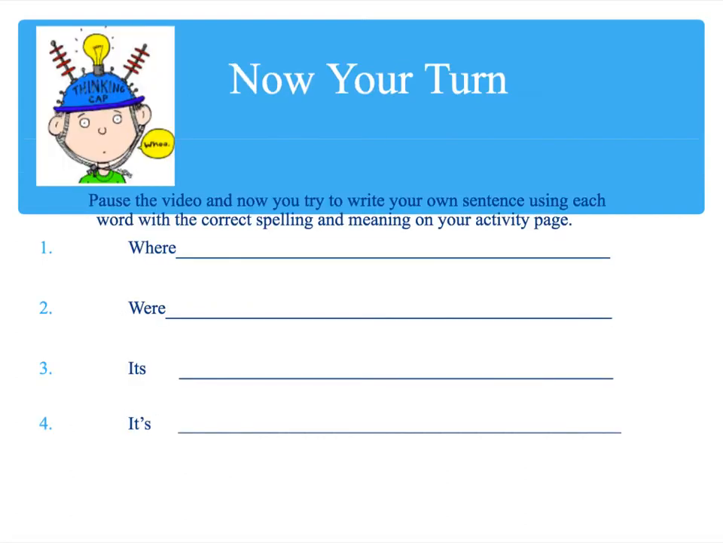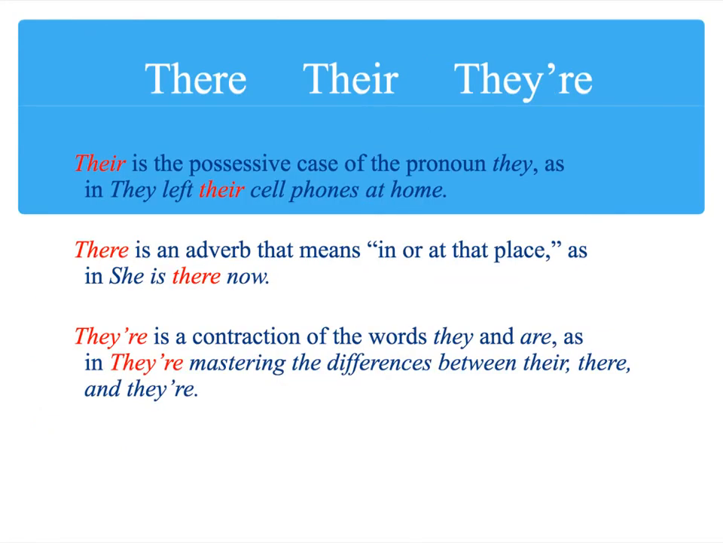So now you're going to pause the video and you're going to try to write your very own sentence, not copying one of mine, your own sentence using each word with the correct spelling and meaning of that word on your activity page. So pause the video and write a sentence for where, were, its, and it's or it is. Okay, now we're ready to move on.